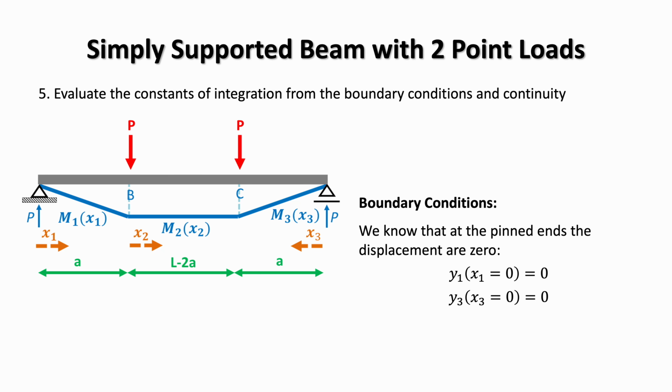We start by stating the boundary conditions at the supports. Because the beam is simply supported, the vertical deflection at each pinned end must be 0. At the left support A, the coordinate for region 1 is x1 equals 0, so the boundary condition is y1 when x1 equals 0 equals 0. At the right support D, the coordinate for region 3 is x3 equals 0, so we need to take into account the deflection for region 3, and that gives us that y3 when x3 equals 0 equals 0. These two equations are constraints that we will substitute into the deflection expressions later, along with the continuity conditions at B and C to determine the integration constants.